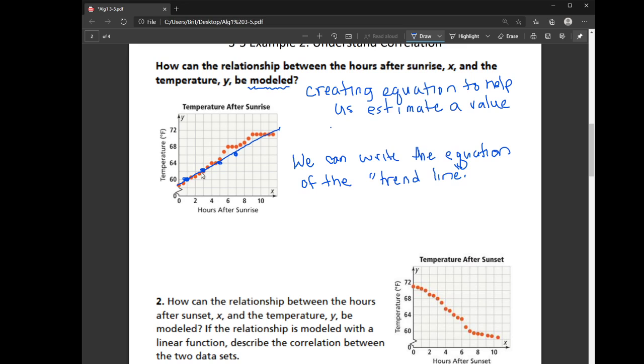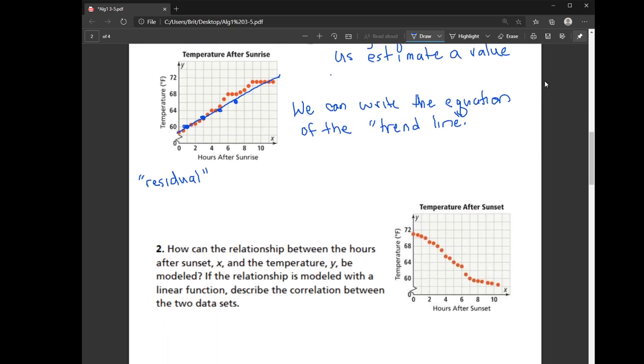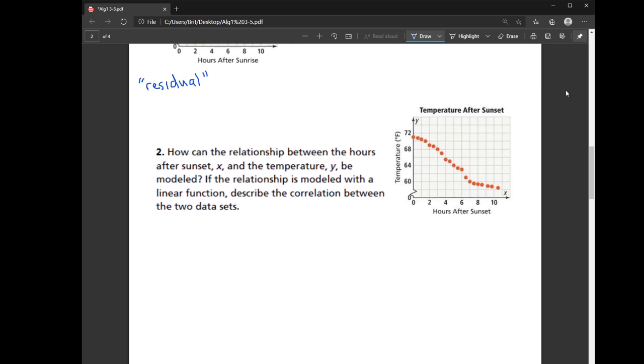And what we have is we have these computer systems that will help us. They figure out how far each of these points is away from the line. That's a concept called a residual. And so what computer programs can do is they take all these residuals and they add them up, and they figure out what line is going to have the smallest set of residuals.